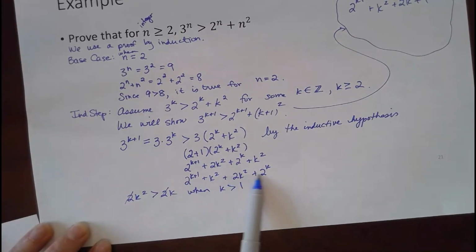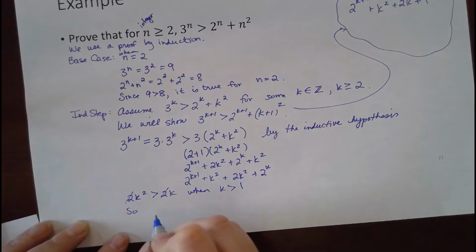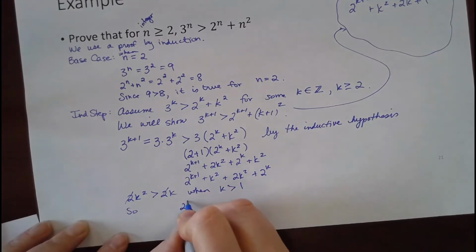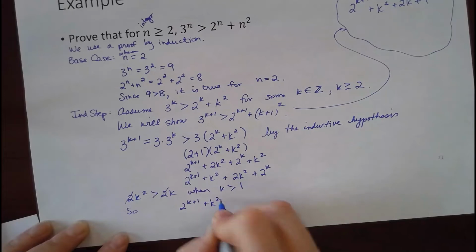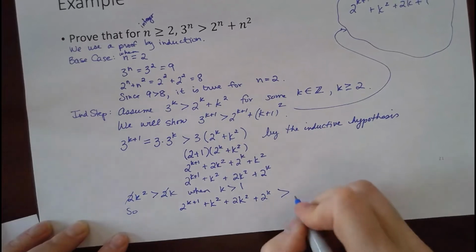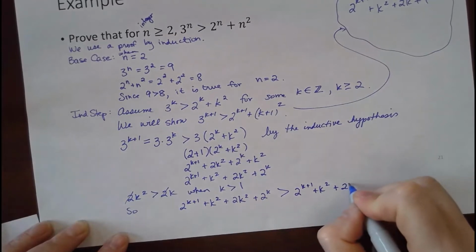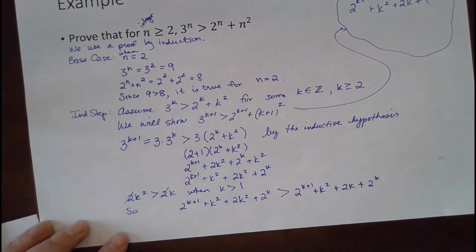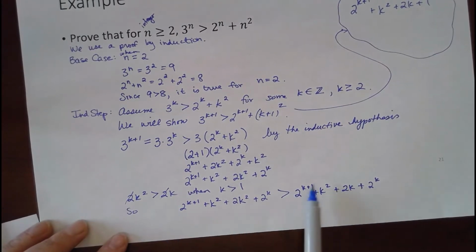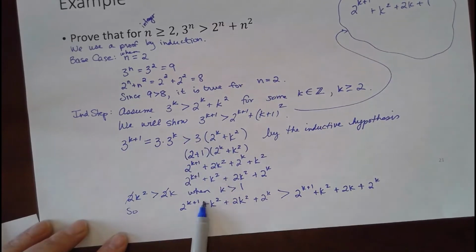So if I add all this stuff together, it will definitely be, okay, so this right here, 2 to the k plus 1 plus k squared plus 2k squared plus 2k has to be greater than 2 to the k plus 1 plus k squared, and I'll replace that with just 2k. So I replaced this with something smaller, so this side has to be bigger than that side. And so 3 to the k plus 1 is still greater than all of this because it was greater than this one. That's greater than that one.